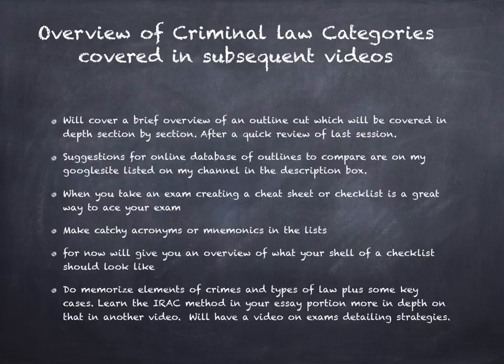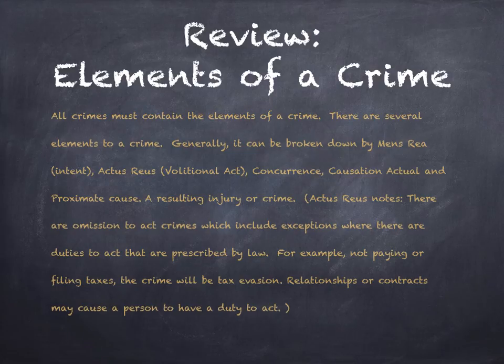Now, when you take an exam, you need to create this cheat sheet and make some catchy phrases and ways to remember it. For now, I'm going to give you an overview of what you need for the shell of your checklist and a review of some important points. Do memorize the black letter law, elements of the crime, and there are some other nuances that you need to learn for essay writing. I'm going to do some videos in the future on that, but right now we're just going to cover this.